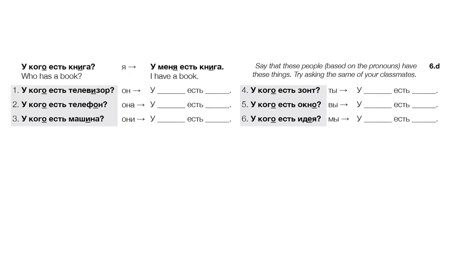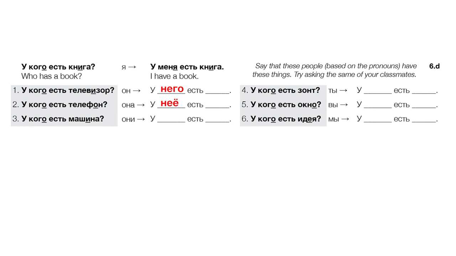У кого есть телевизор, right? We're asking, at whom is a television? Right, so кого is the genitive form of кто, which means who. У кого есть телевизор? У него есть телевизор. Right, at him is television. Два, two. У кого есть телефон? Let's say she has a telephone. У неё есть телефон? At her is telephone.